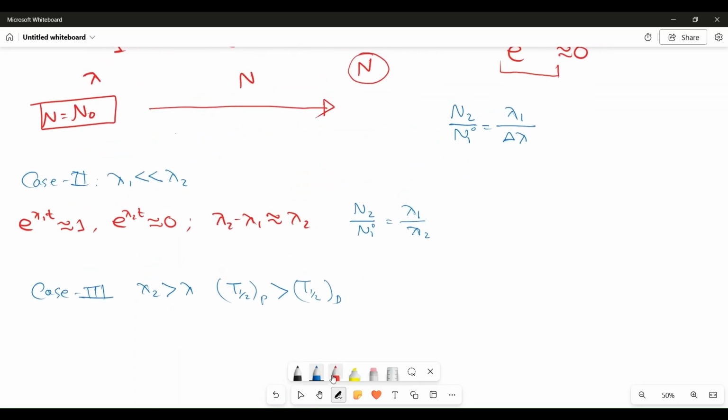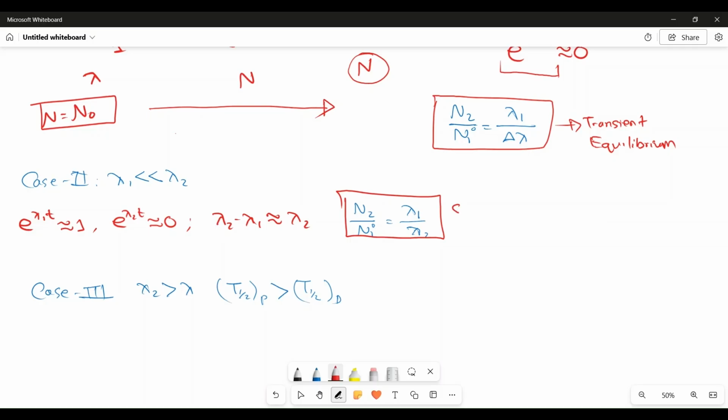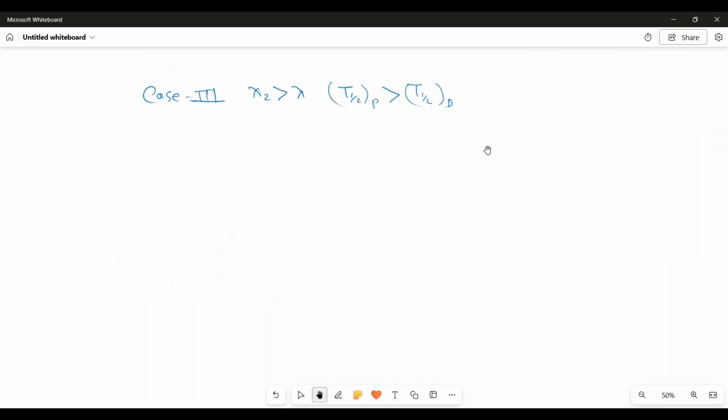One thing, our case one, this was actually called transient equilibrium, and this is called secular equilibrium. Okay, let's go back to case 3.